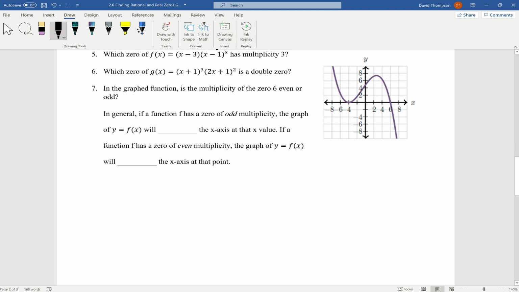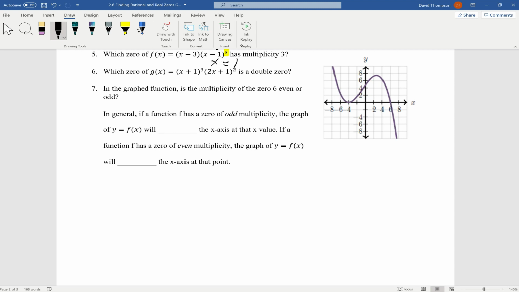Part 5. Which zero of f of x equals x minus 3, x minus 1 to the third power has a multiplicity of 3? We look at the exponent, so the one that has a multiplicity of 3 will be just x equals 1.